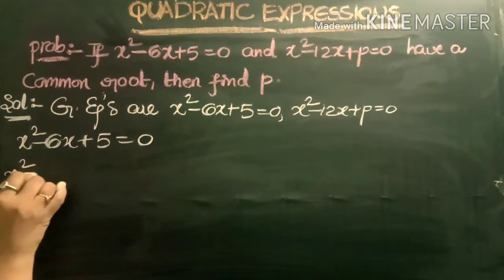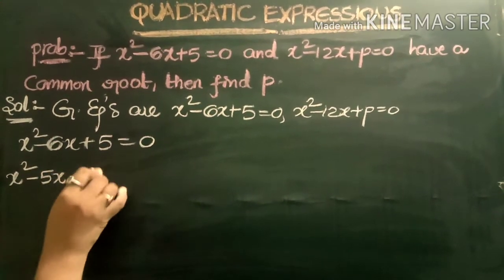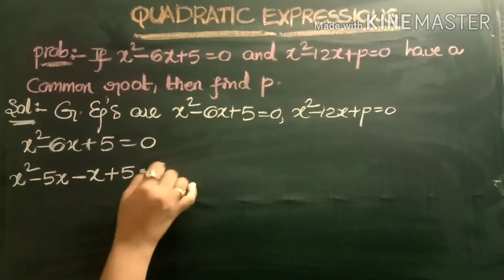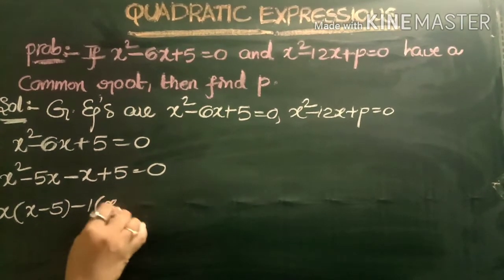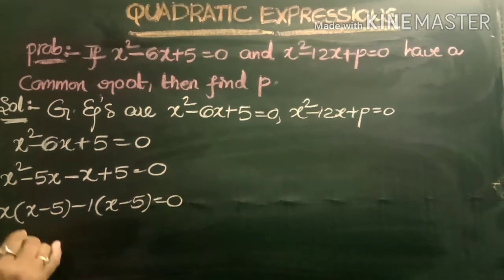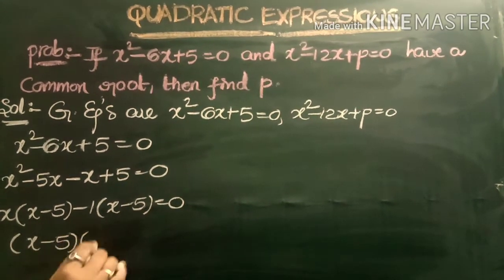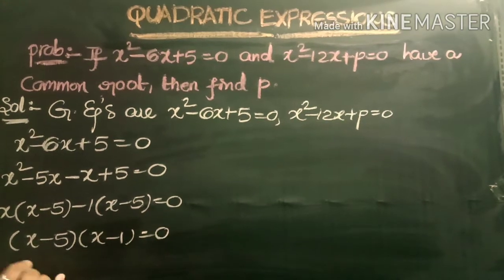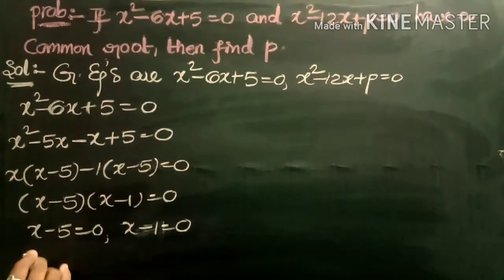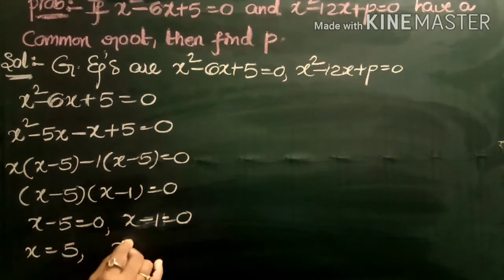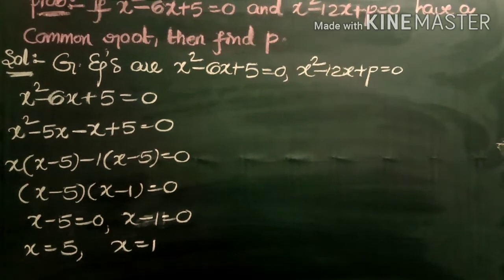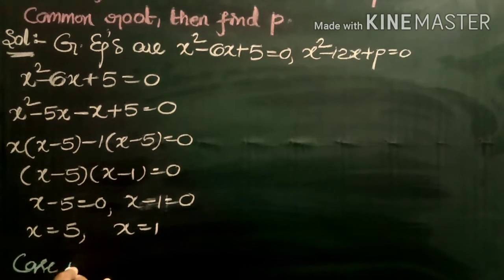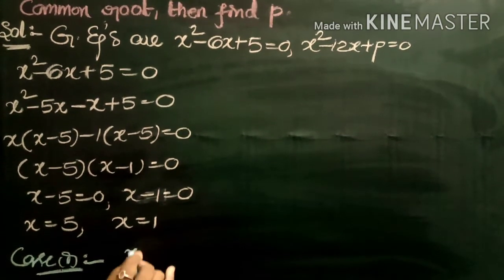By taking the factorization, we get x square minus 5x minus x plus 5 is equal to 0. That is x into x minus 5 minus 1 into x minus 5 equal to 0. Then x minus 5 into x minus 1 equals to 0. Then x minus 5 is equal to 0 and x minus 1 equal to 0. Then the values of x are x is equal to 5 and x is equal to 1. Now in the first case we take that x is equal to 5 here. Case 1. X is equal to 5.